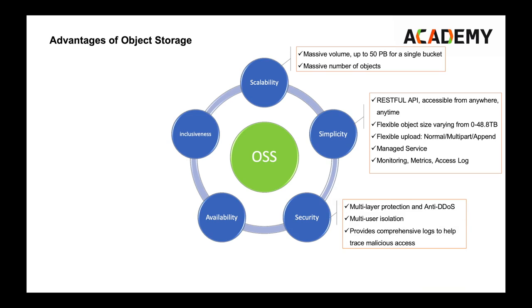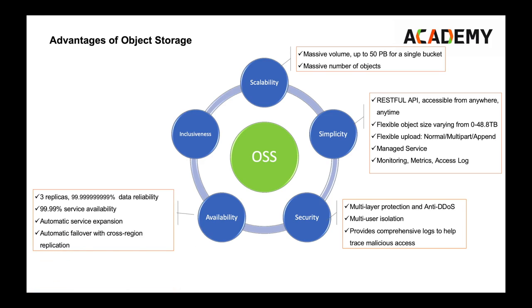In the security department, OSS provides multi-layer protections, including anti-DDoS protection up to 5 gigabits per second, multi-user isolation, and comprehensive logs to help you trace malicious access. Availability is another key advantage. All data in OSS is stored across 3 different physical servers attached to 3 different network switches, so all data is stored in triplicate. That gets you 11 nines of data reliability and 99.99% service availability.